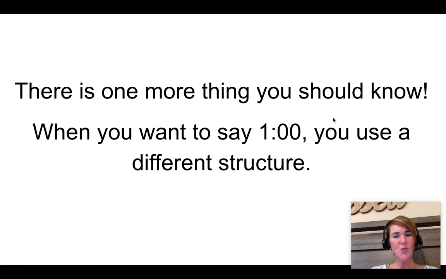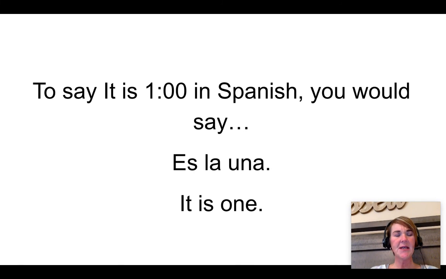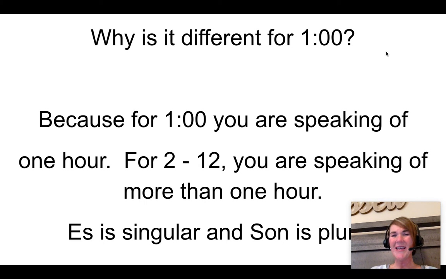There is one more thing you should know, though. When you want to say 1 o'clock, you're going to use a little bit of a different structure. To say it is 1 o'clock in Spanish, you would say es la una. It is 1. So why is it different for 1 o'clock? Well, for 1 o'clock, you are speaking of 1 hour, but for 2 to 12, you're speaking of more than 1 hour. So es is singular in Spanish and son is the plural. If I want to say 1 o'clock, I'm talking about 1 hour, so es la una.